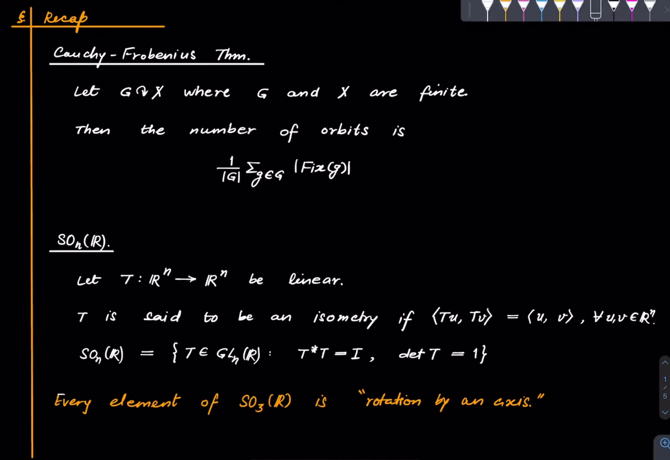In this lecture, we'll look at an application of the Cauchy-Frobenius theorem. We will basically count the number of colorings of a cube, in which two colorings are considered the same if one can be obtained by rotating the other. We will precisely define the problem, but first let us recall what the Cauchy-Frobenius theorem is.